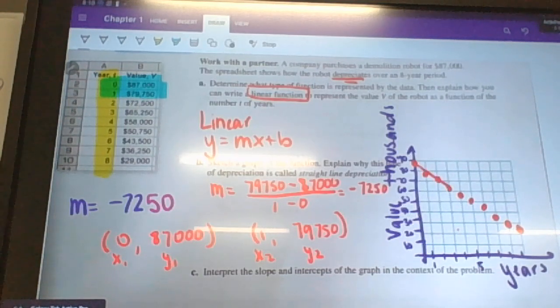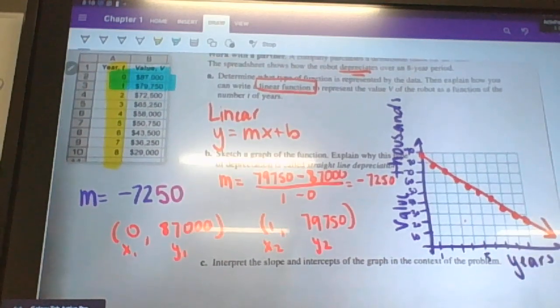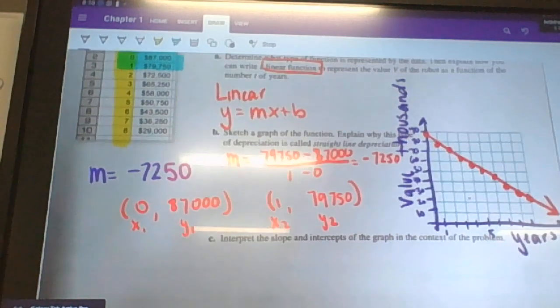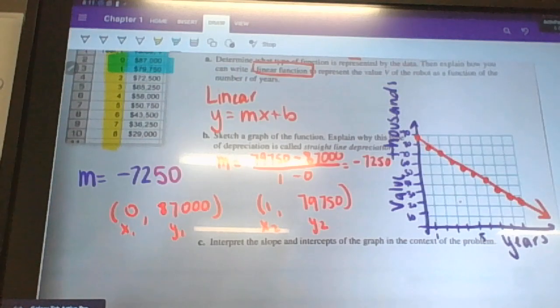I'm going to go ahead and connect it. All right. So the next part, how you can write a linear function. Sketch and draw for this function. Explain why this is called straight line depreciation. Some things don't depreciate in a straight line. This is depreciating in a straight line. Interpret the slope as a part of your assignment today. So I want you to write this down. This means use a complete sentence to explain slope.